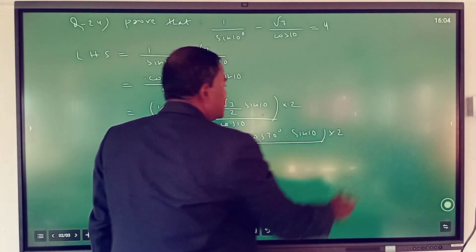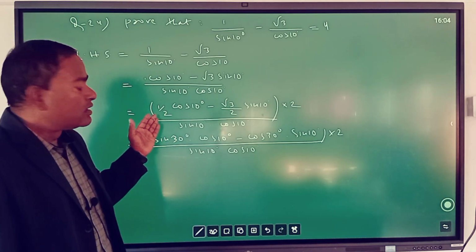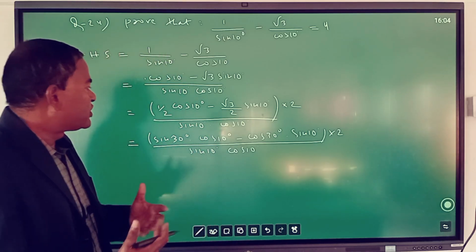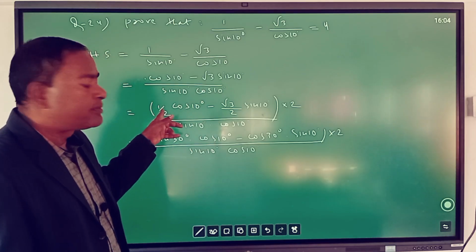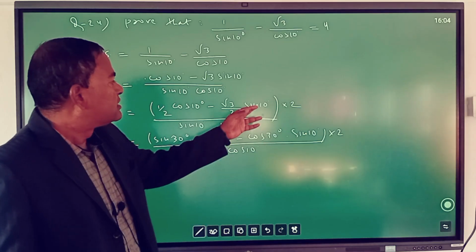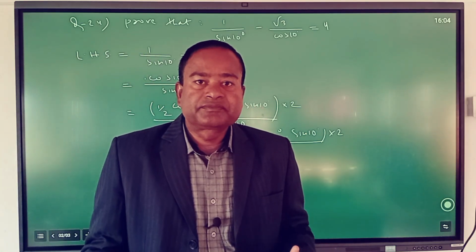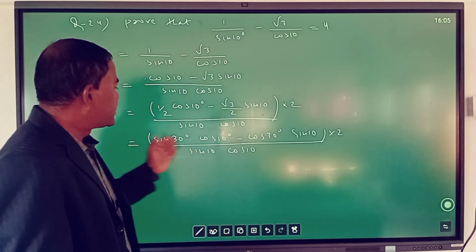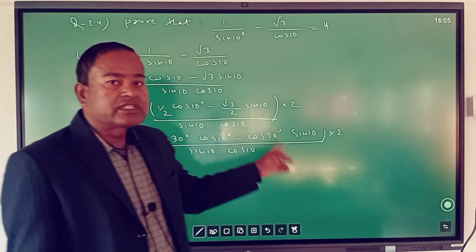Times 2. So this means while changing the expression of the numerator into compound angles, we have to keep in mind that the coefficient of cos, which is 1 by 2, we have to replace by the value of sine, and the coefficient of sine, which is root 3 by 2, we have to write in terms of cos, so that the expression of the numerator will change into sin A into cos B minus cos A into sin B.